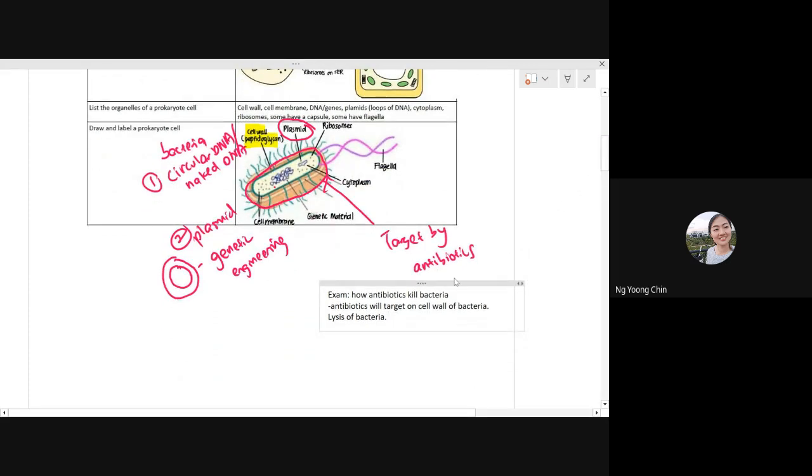Because antibiotics are only able to kill bacteria. However, they are unable to kill viruses, yeah? Antibiotics can only kill bacteria, not viruses. Okay? Because some students will misunderstand that antibiotics can kill bacteria and also viruses, but actually it cannot. No, it cannot.